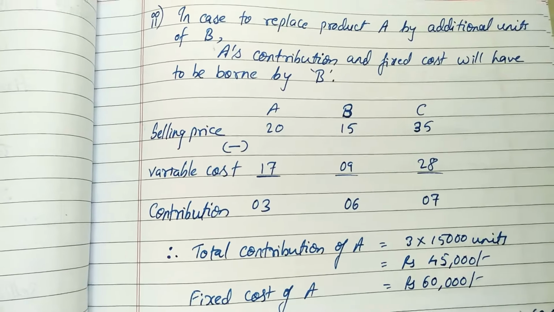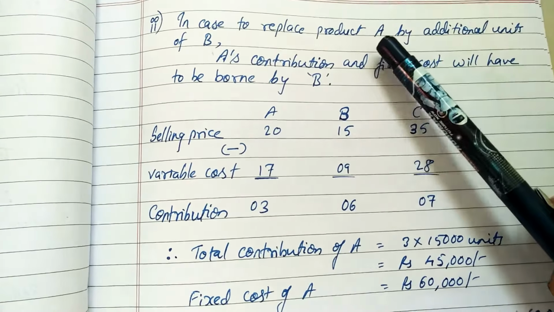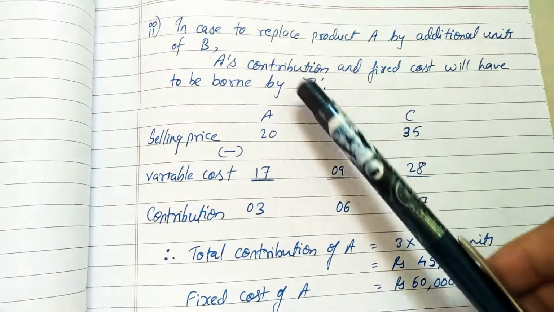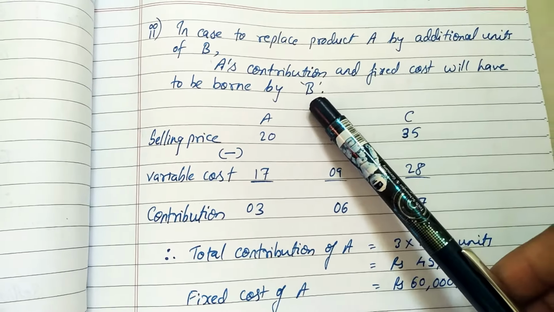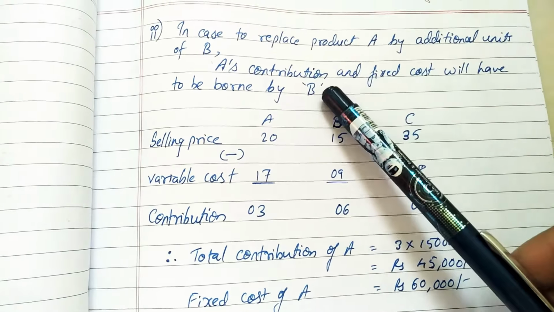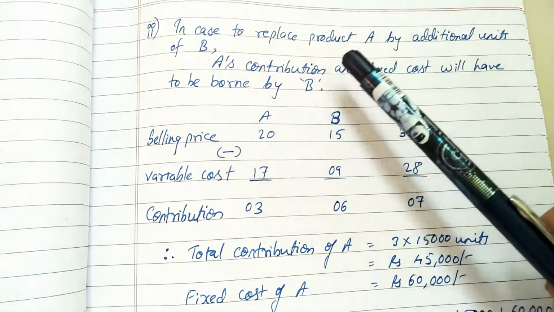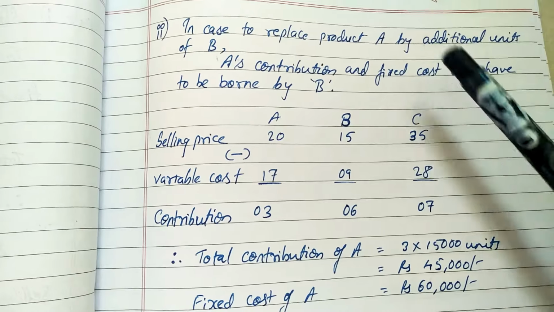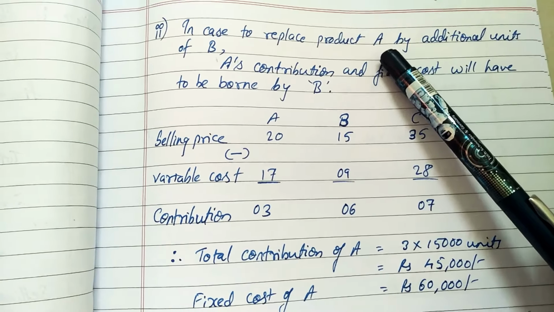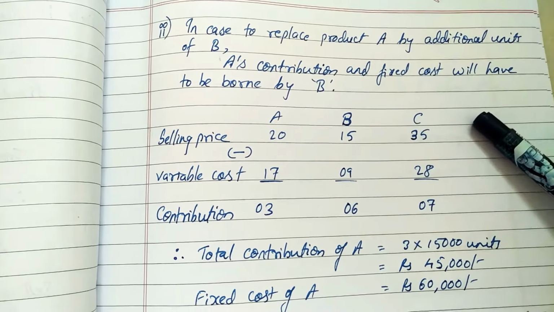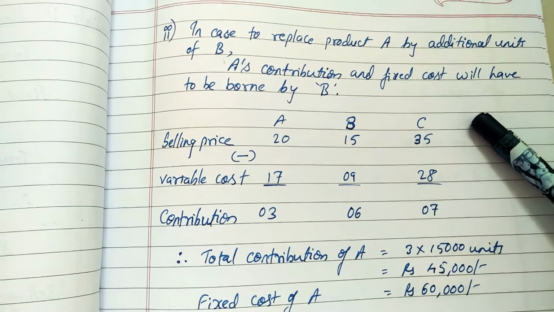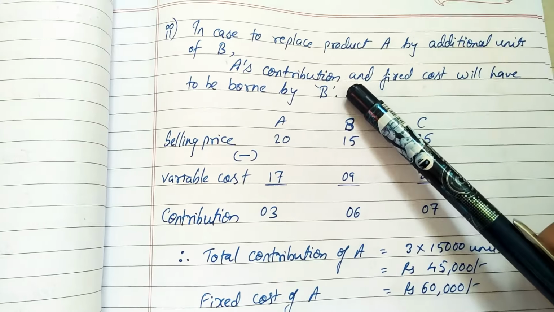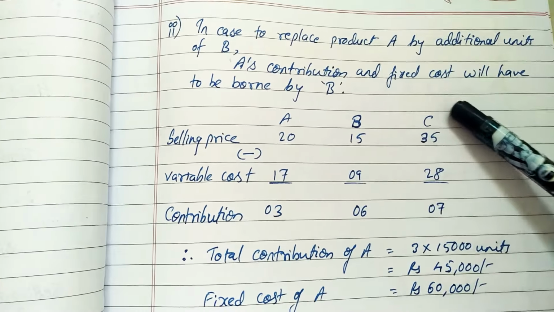In the second question, they have asked that if product A has to be discontinued, how many units of B have to be produced extra so as to maintain the aggregate profits same as the previous one? The question is very simple. If you discontinue product A and you still wish to maintain the same level of aggregate profit, the whole organization's profit, how many additional units of B should be produced to do so?